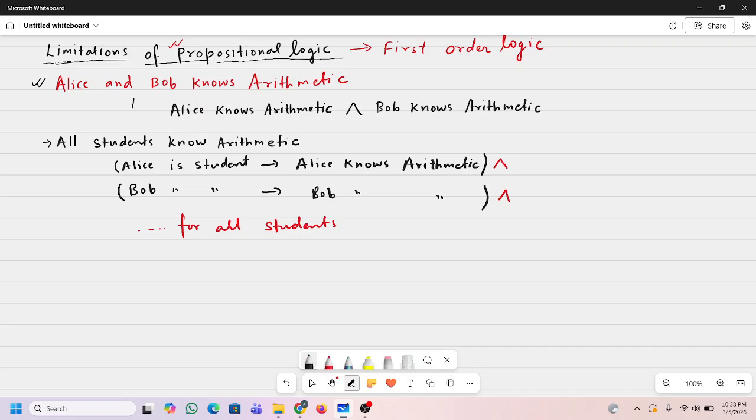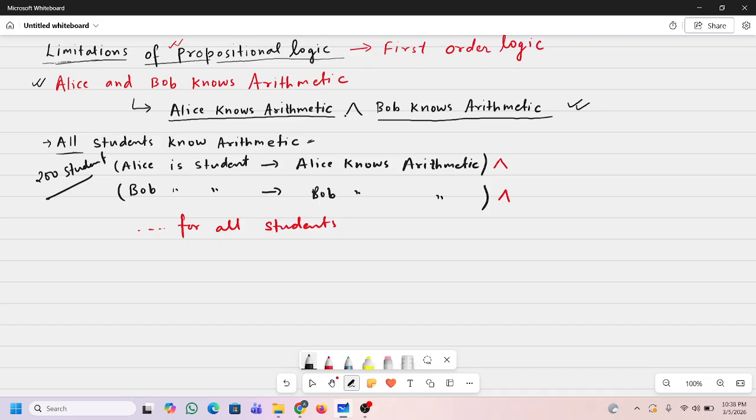Okay, so let us consider this statement: Alice and Bob know arithmetic. If we want to write it in propositional logic, how will we write it? Alice knows arithmetic and Bob knows arithmetic. This is for when there are two persons. Now let us say we have a statement like all students know arithmetic. We have no way to write this directly, but let us say if there are 200 students given, and we are given their names, then I can write: Alice is a student implies that Alice knows arithmetic, and Bob is a student implies Bob knows arithmetic, like this for all the students. It is going to be cumbersome, but even this is manageable.